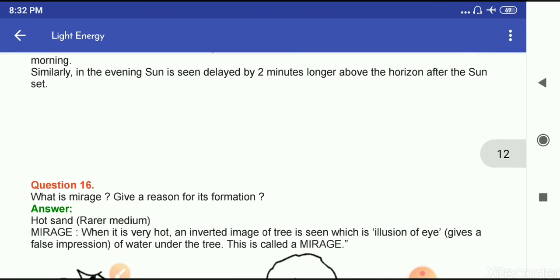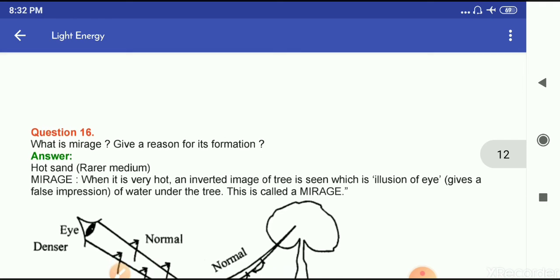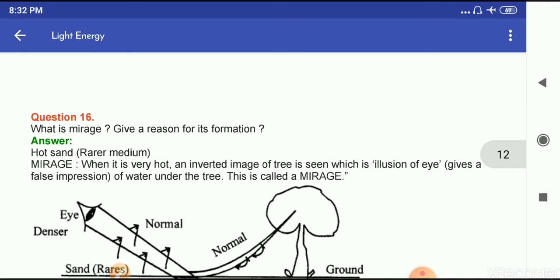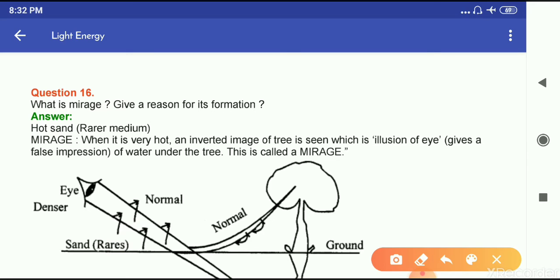Question number 16, what is a mirage? Give a reason for its formation. So the answer is, hot sand is a rarer medium, and in a mirage, when it is very hot, an inverted image of a tree is seen, which is an illusion of the eye of water under the tree, and this is called a mirage.